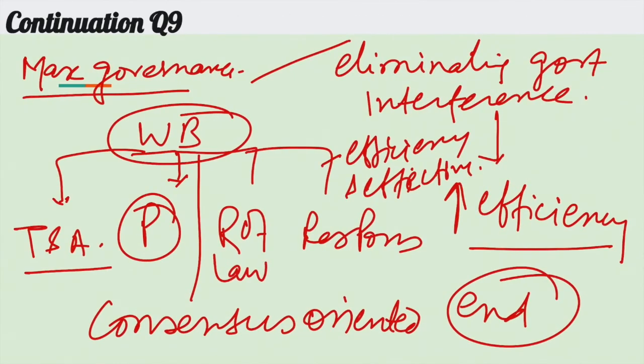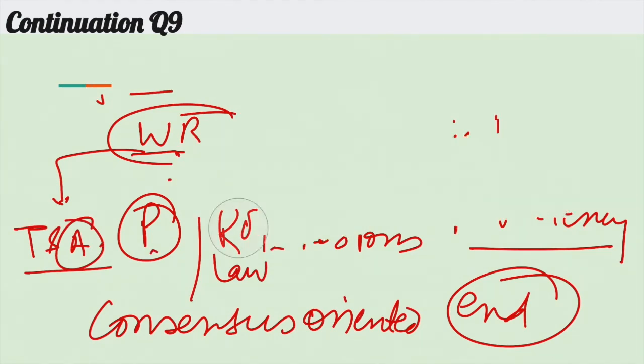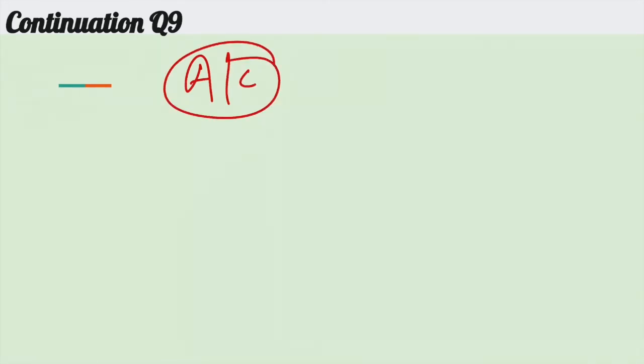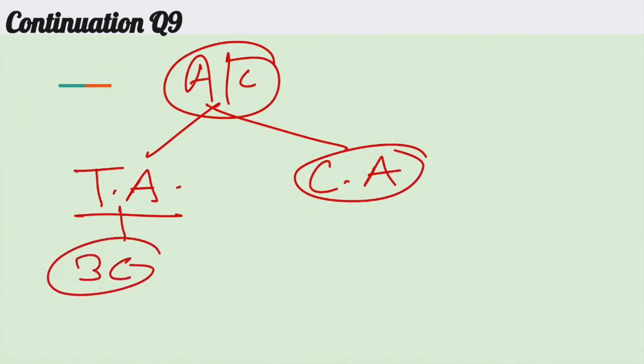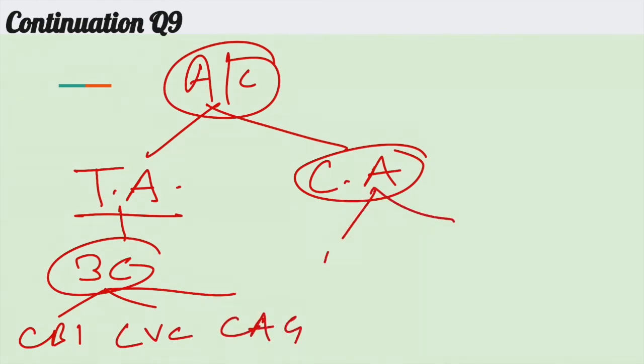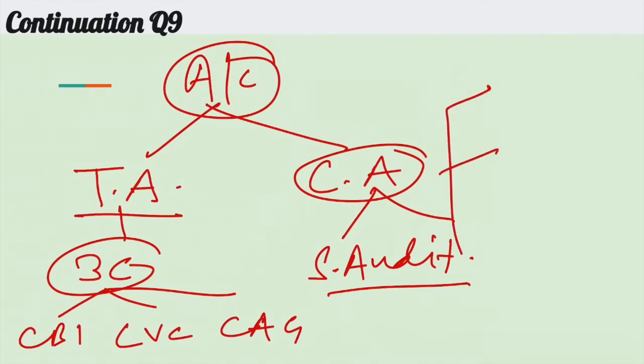Understood? In this way you will have to use such keywords in your answer, and the question ultimately lies on accountability. So we will focus more on accountability and less on these parameters. Understood? So now coming to accountability. What do you understand by accountability? But before giving the answer, I am asking you what are the types of accountability mechanism we have. We have two types: traditional accountability and contemporary accountability. Traditional accountability means 3C. What is 3C? CBI, CVC, CAT. Contemporary accountability is social audit.